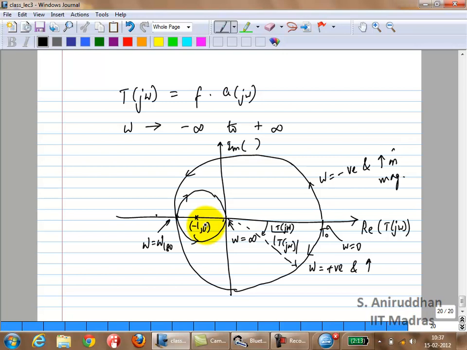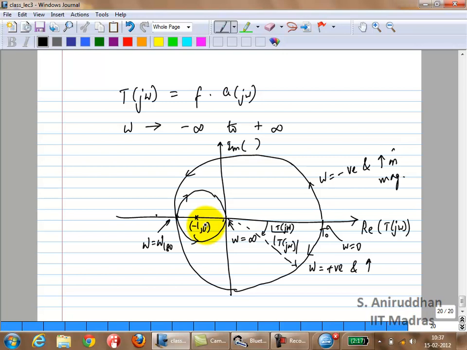Why are we doing this? First of all, we have loop gain. Many of you told me a few classes ago that when magnitude becomes 1 and phase becomes 180 degrees, then it's unstable. Okay? What if magnitude is 2 and phase is 180? Is it stable or unstable? Right? You want to find that out.